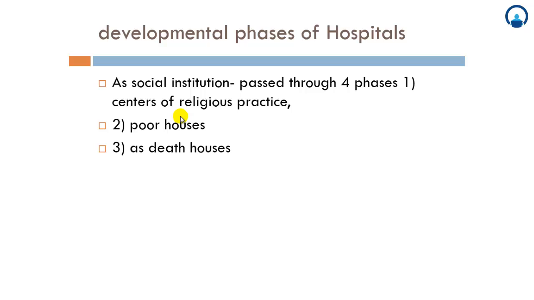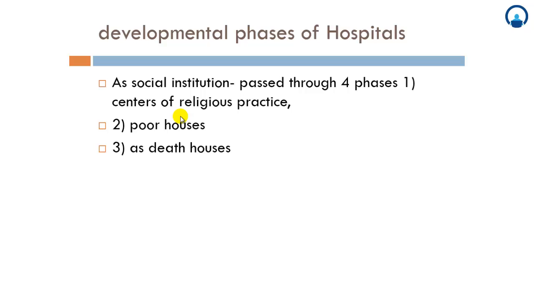Then the third phase came around the 15th century, where the hospital was called a death house. What this means is that people who were very ill or chronically ill, whose prognosis was very bad and who seemed to be going to die, were sent by their relatives to the hospitals or religious centers, and left alone there so that they could die. That's why the hospital in this phase was called a death house, where people thought that going to the hospital meant their prognosis was bad and they were going to die.